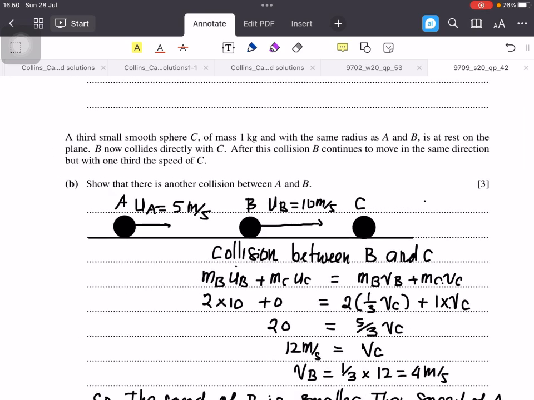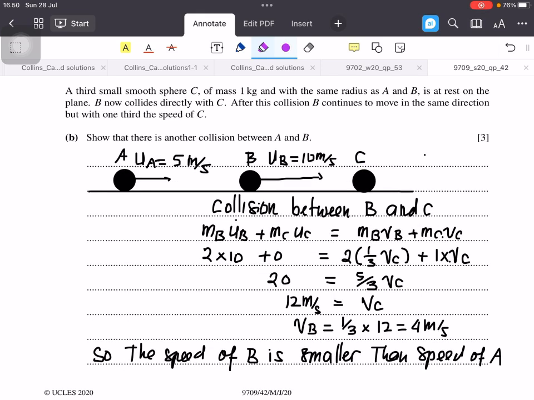And then a third small smooth sphere C of mass 1 kg and with the same radius as A and B is at rest on the plane. B now collides directly with C. After this collision, B continues to move in the same direction but with 1/3 the speed of C. Show that there is another collision between A and B. So this is the diagram after A collides with B. Now there is another particle C which is at rest. B is about to collide with C.